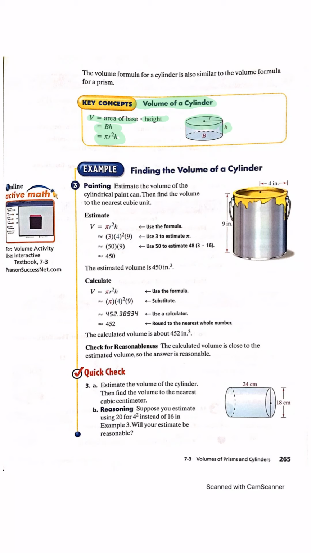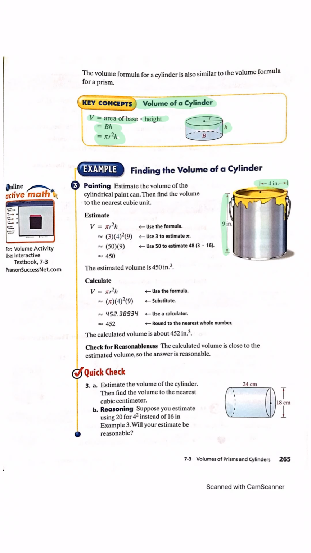Okay, let's try to use it in an example. Find the volume of a cylinder. Estimate the volume of the cylinder paint can. Then find the volume to the nearest cubic unit. So our radius, half the width of the diameter, is 4 inches. And the height is 9 inches.